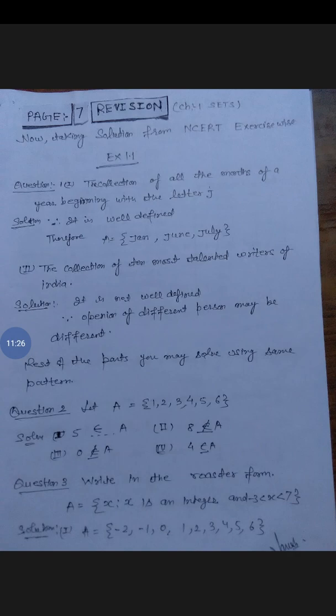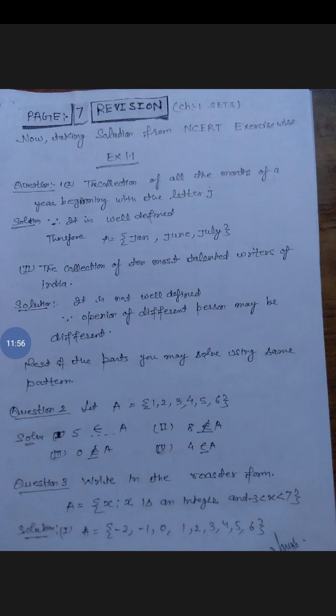If you see the first question, first part: the collection of all the months of a year beginning with the letter J. In the previous papers I have already solved January, June and July. In the second part, the collection of 10 most talented writers of India cannot be said, because different persons may have different opinions. So it is not a set.